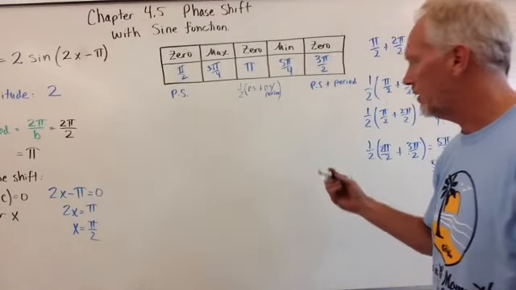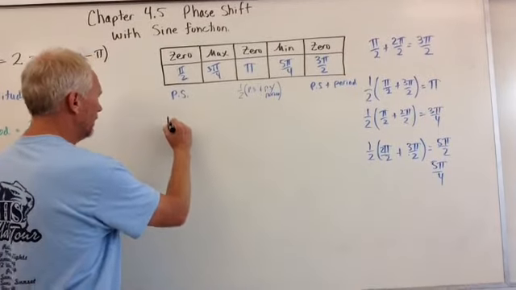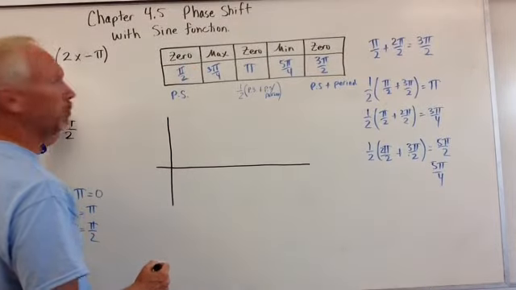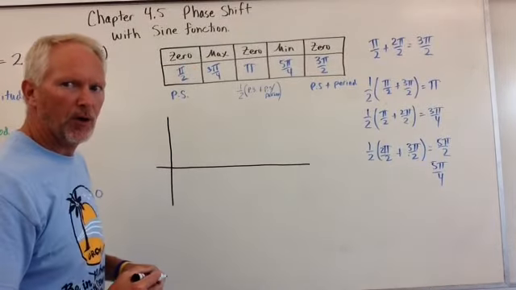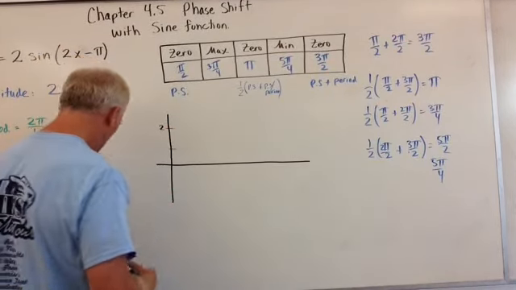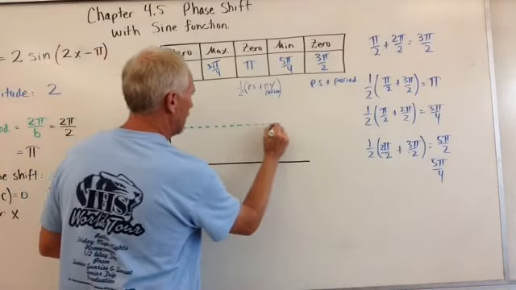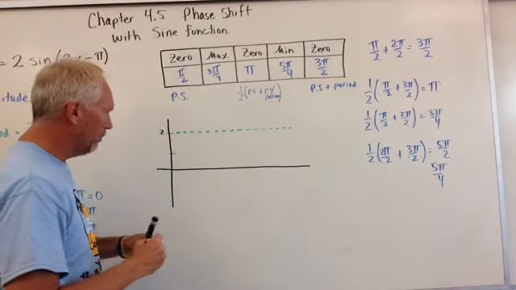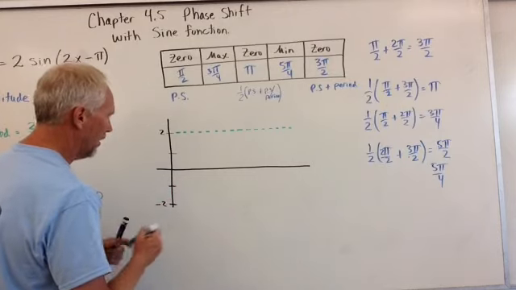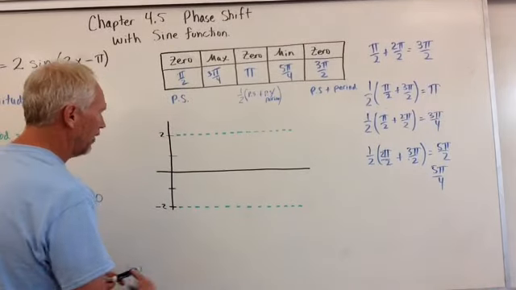Now what we can do is put this on a graph. Here's our graph. We had an amplitude of 2, if you recall. So I'm going to go up 1, 2, and create my lines here. That's my maximum and minimum borders. And then we went down to there's our minimum line. And now we shifted everything over.